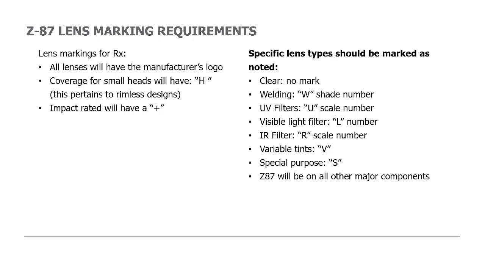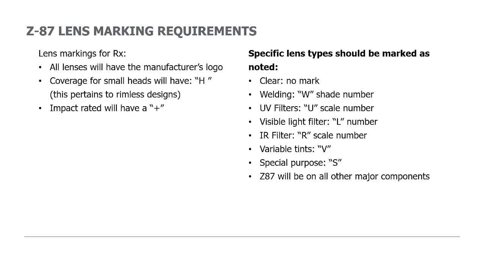There are also going to be some other markings along with Z87. For your eyeglasses, all lenses are going to have the manufacturer's logo. Coverage for small heads will have an H, and that pertains to rimless designs. And if they're impact rated, they're going to have a plus symbol. That's going to show you that they can handle that impact.